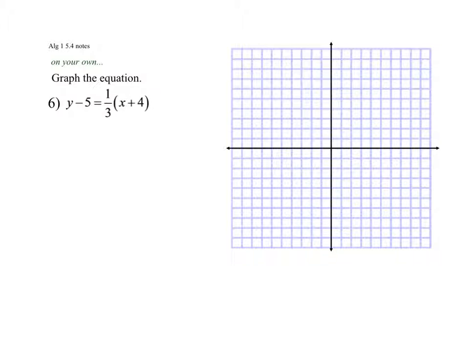So for number 6, your notes obviously say try this one on your own. So go ahead and pause the video, give it a shot. All right, welcome back. Hopefully you got a graph that looks very close to mine. I got a slope of 1/3, and I used the point of negative 4, 5 as my beginning point because I'm in point-slope form. And here's what my graph looks like.